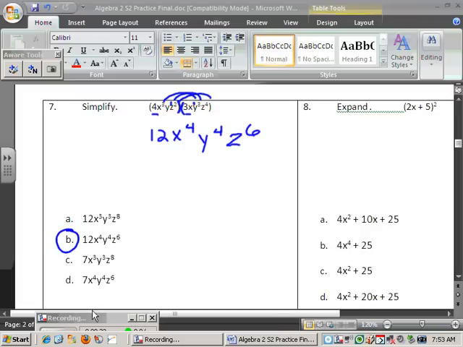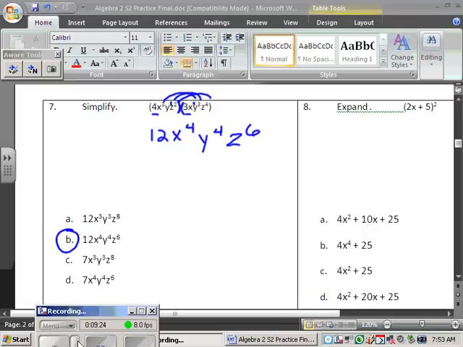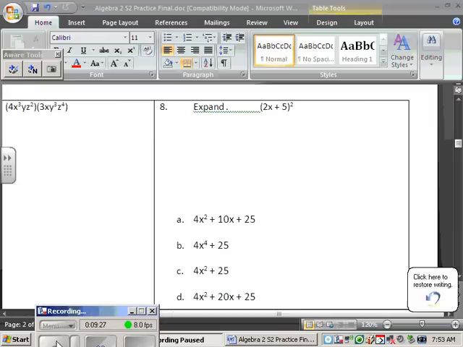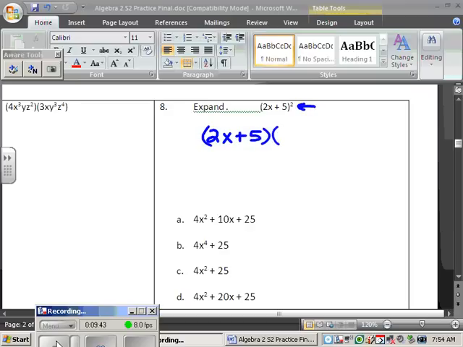Let's move to number 8. For number 8, the directions say expand, which may be directions you haven't been familiar with in the past. So what you're going to do, expand means, remember, when you're squaring something, it means you're multiplying it by itself. So you cannot distribute in that case because this is a binomial. You can only distribute an exponent if you have a monomial, a single term, inside parentheses.